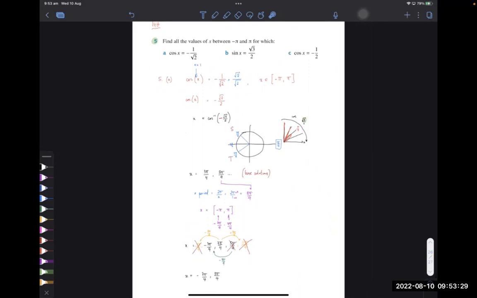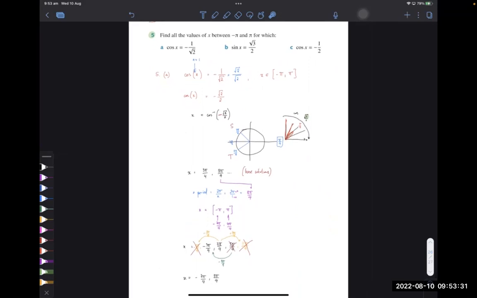Can I just get a rating from 1 to 5? How confident do you feel about this? 1 is I need to improve, 5 is I'm smashing this. 1. How about you? 4. Oh, not bad. You need to rewatch the videos and try the questions again.